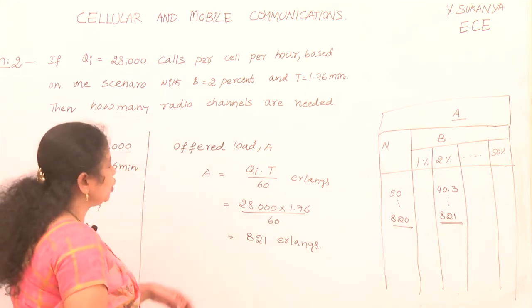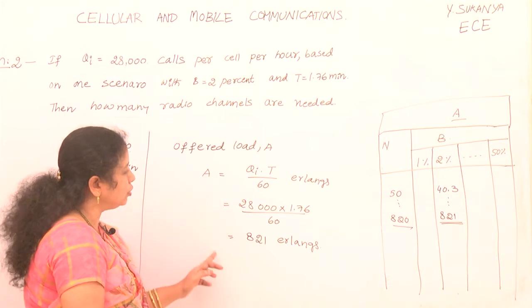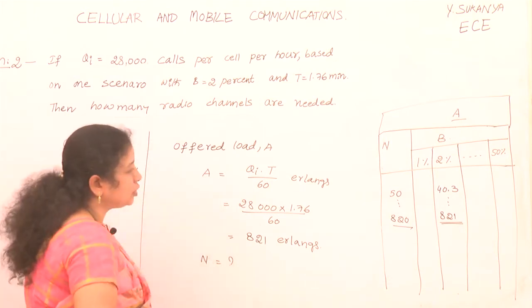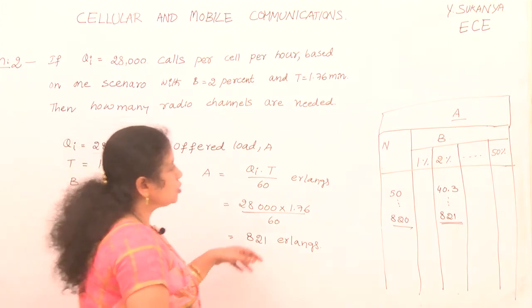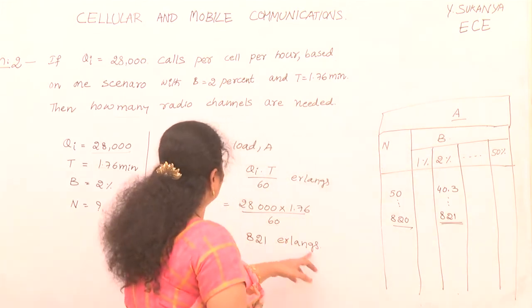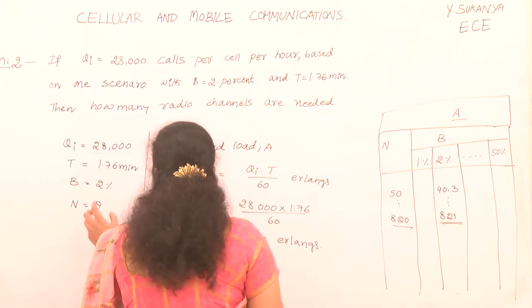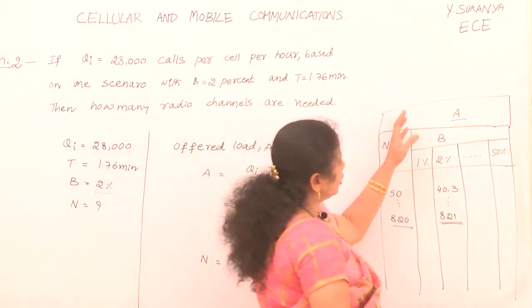Okay, so in order to handle this 821 erlangs of offered load, now how many channels are required for this system? That can be found using the table. So here the data is A is 821 erlangs and N is how much, for a given blocking probability of 2%. Okay, so that can be taken from this table.